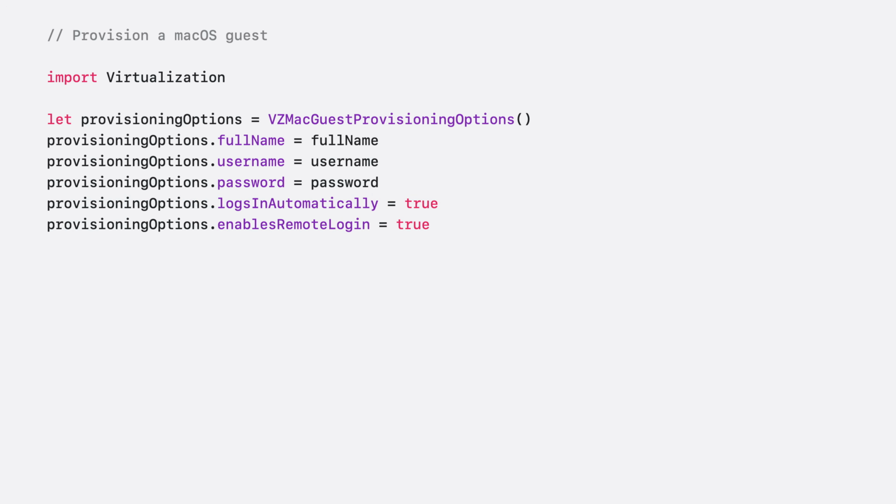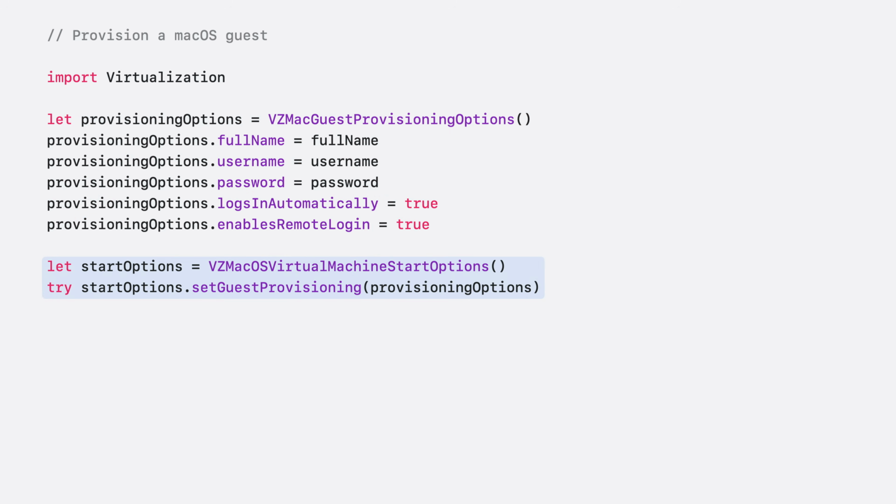To use the macOS Guest Provisioning API, you first create a VZMacGuestProvisioningOptions object with your desired settings. Here, I have created provisioning options that will create a user account, enable auto login, and also enable SSH. You then construct a VZMacOSVirtualMachineStartOptions object and set its guest provisioning to the provisioning options you just constructed. Finally, you start your virtual Mac using these start options. When the guest boots, these provisioning options will be used to automate provisioning of the virtual Mac.